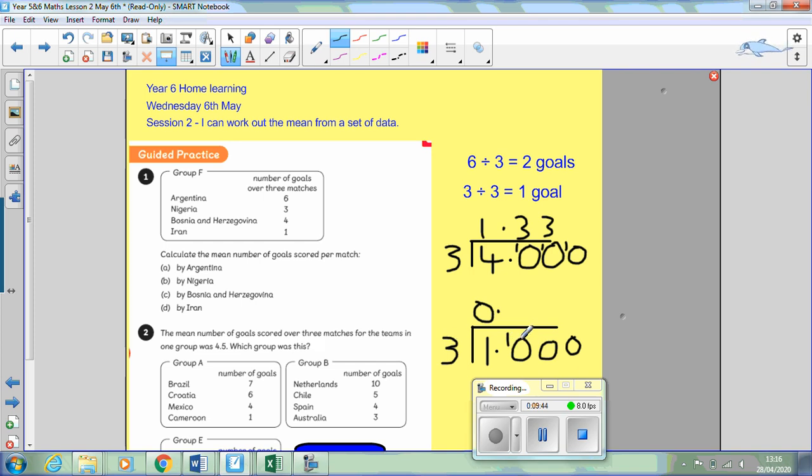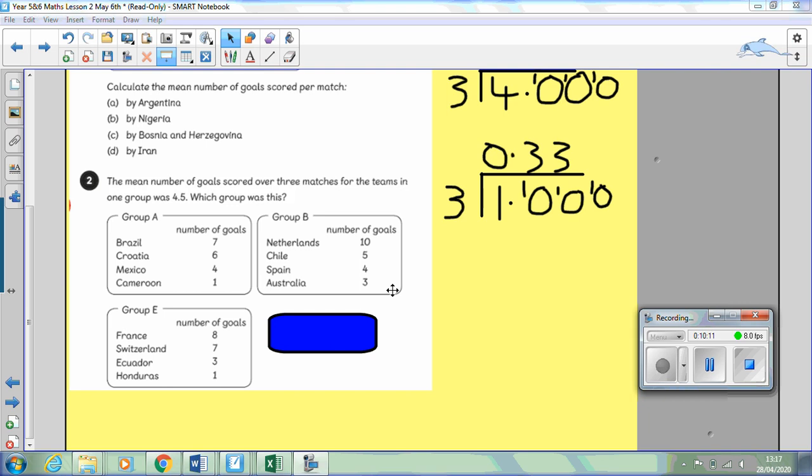3 into 10, as we found out before, goes 3 times with a remainder 1. Once again, we have 3 into 10, which is 3 times with a remainder of 1. And I'm going to stop there because this is going to keep going, as we had with the question before. So the mean number of goals scored by Iran in the 3 matches was 0.33.